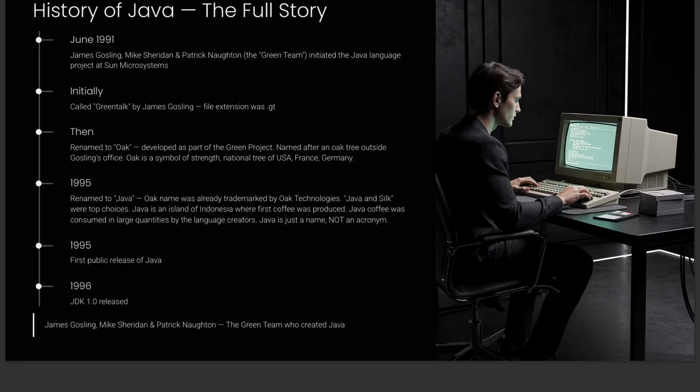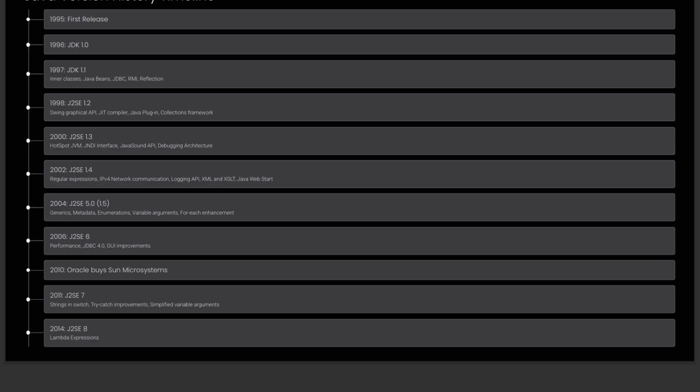Now, in 1995, the first public release of Java happened, with JDK 1.0. The father of the Java programming language is James Gosling. He is known as the father of Java. After this, this is the list of all the versions that Java has released, all the standard editions and the JDKs, and so on.